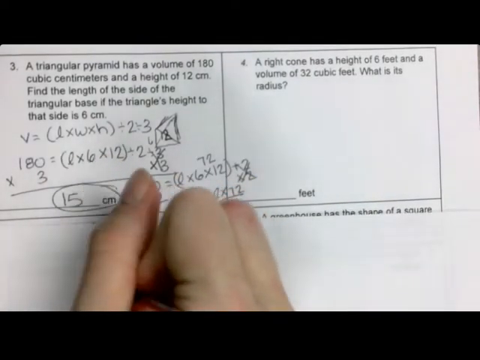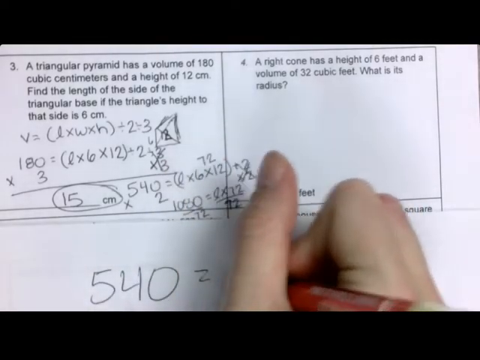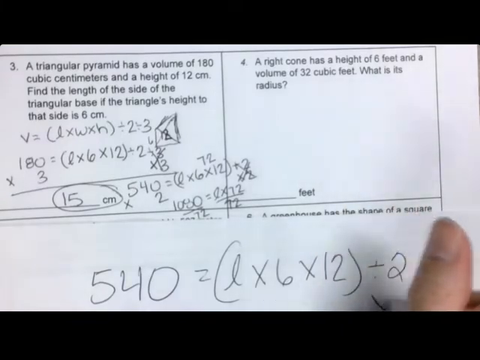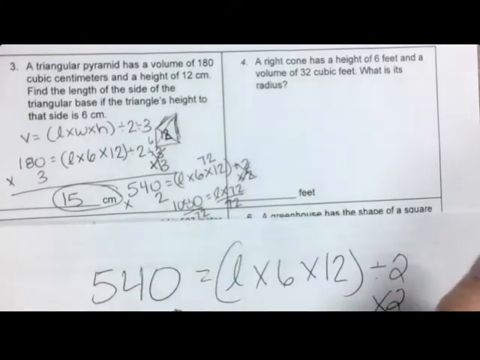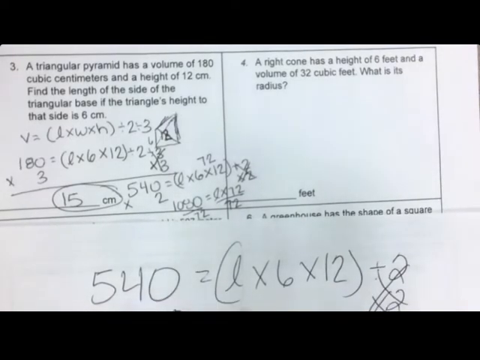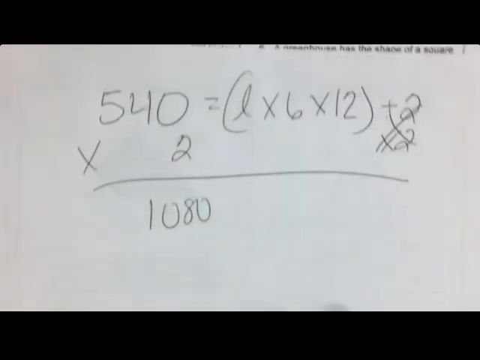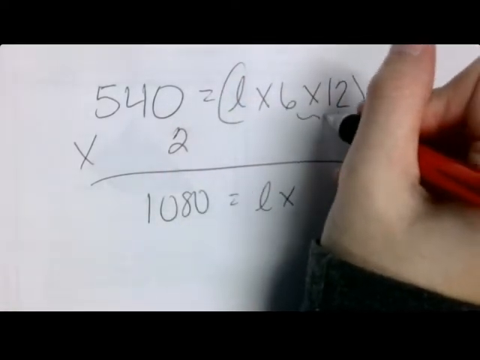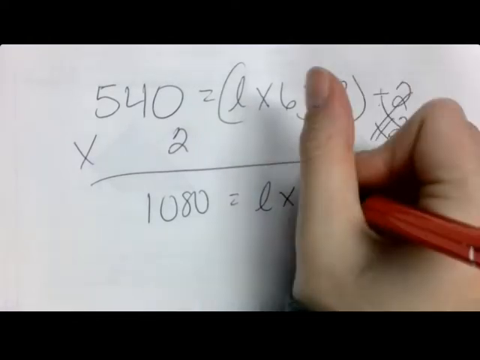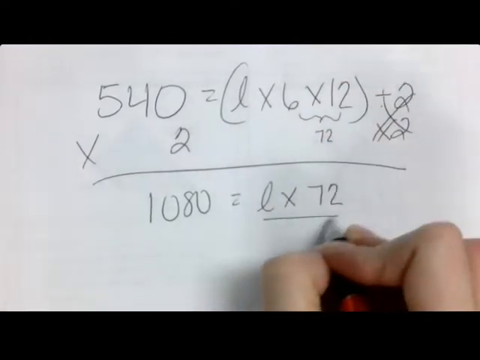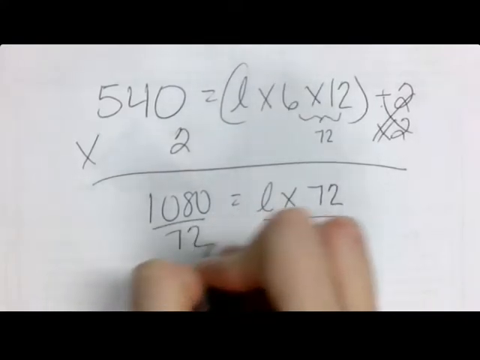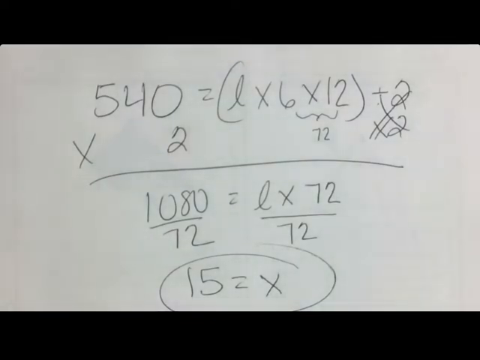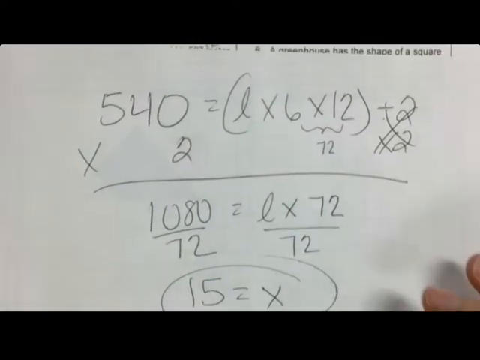I know this is really kind of small, so let me write this a little bit bigger for y'all. So we have 540 equals length times 6 times 12, all divided by 2, multiplied by 2 on both sides. That got me 1080 equals length times these 2 multiplied together gave me 72. So then I divided by 72 on both sides, and that's how I ended up with 15. Hopefully the next one I won't run out of room as bad. All right.